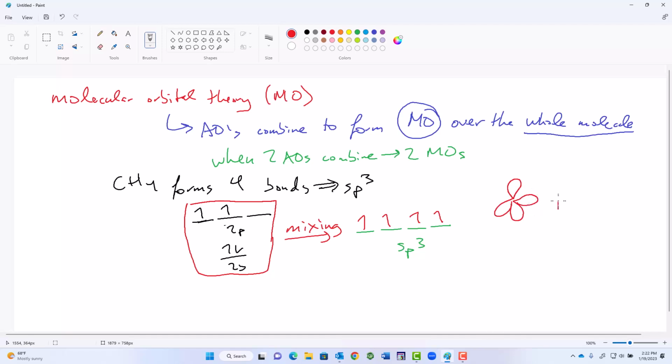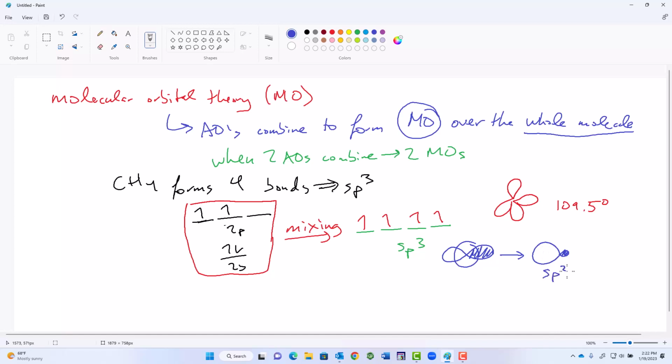And so the bond angle is going to be 109.5. This is where the tetrahedral shape of methane comes from. If we look specifically at an sp3 orbital, we have an s orbital, and then we overlay a p orbital where one of them is in phase and one of them is out of phase. What we end up getting is an sp3 hybridized orbital that looks something like this. We have a little bit on one side and a lot on another side.